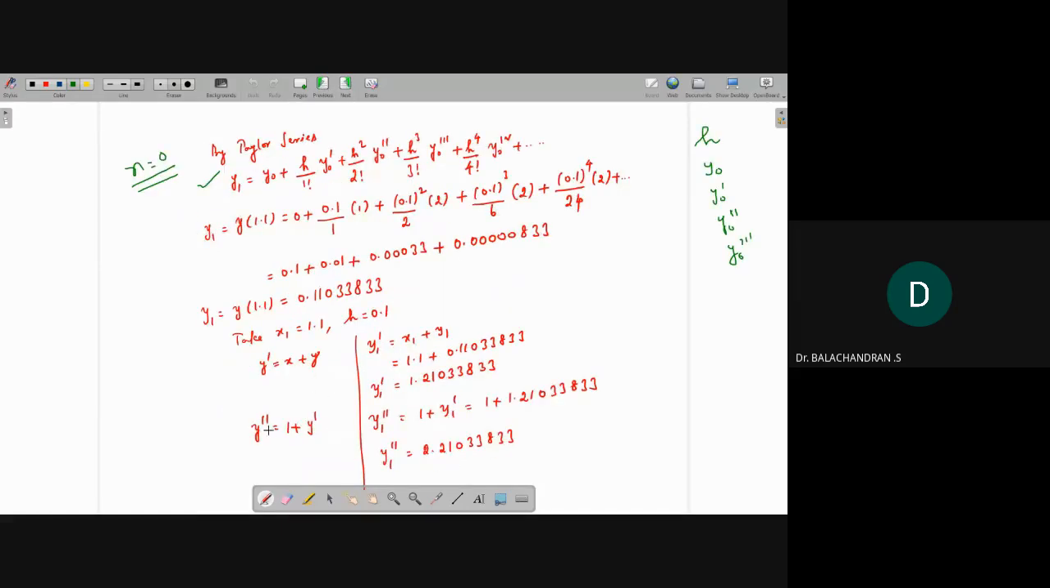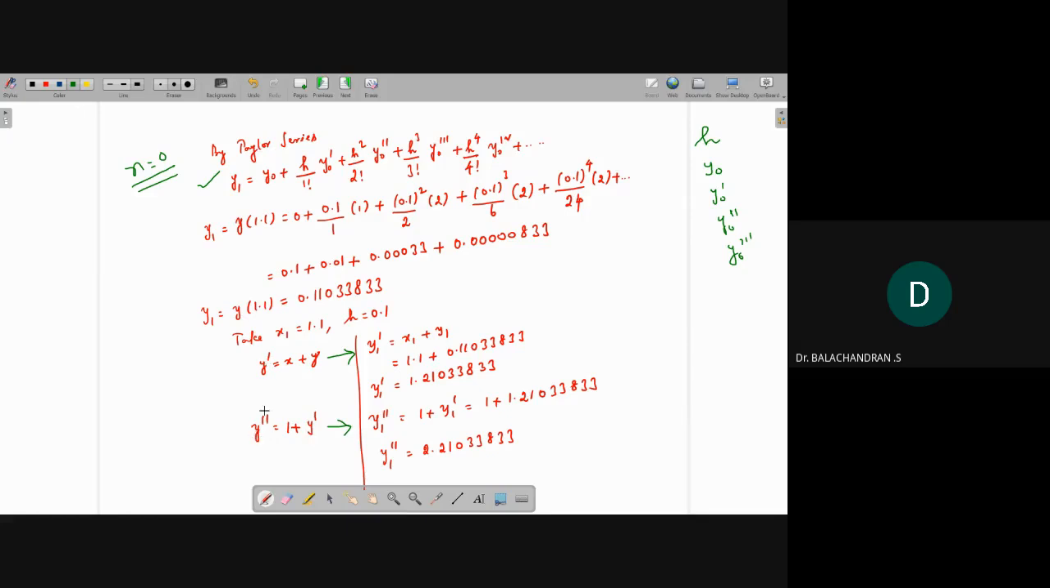And you need to find y double dash, y triple dash, and so on. Last time we found y naught dash. Now you should find y1 dash. Y1 dash is equal to x1 plus y1. X1 is 1.1. Y1 is from the previous iteration. I have the value 0.11033833. So y1 dash value is 1.21033833.